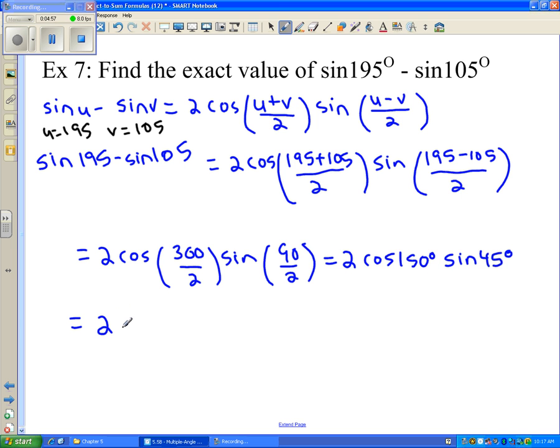I have 2, and remember that the cosine of 150 is going to be negative root 3 over 2. And the sine of 45 is root 2 over 2. Just this plain multiplication problem, my 2's will cancel. And when I go ahead and finish up my multiplication, I get negative root 6 over 2. I have found the exact value of sine 195 minus the sine of 105.